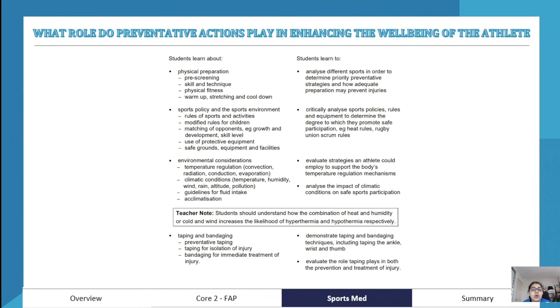Environmental considerations, so you'll talk about temperature regulation, climatic conditions, how a player would adapt to different types of conditions, like in high temperatures, how would a player adapt to that. Wind, rain, altitude, guidelines for fluid intake, so that is very similar to what we looked at in factors affecting performance when we talked about hydration, guidelines for fluid intake, and acclimatization. Finally, taping and bandaging. So this is where we're looking at the role of preventative taping, and taping for isolation of injury, and also bandaging for immediate treatment of injury.